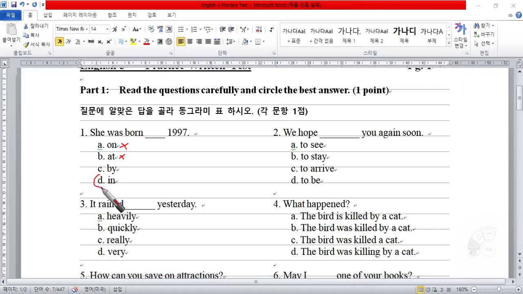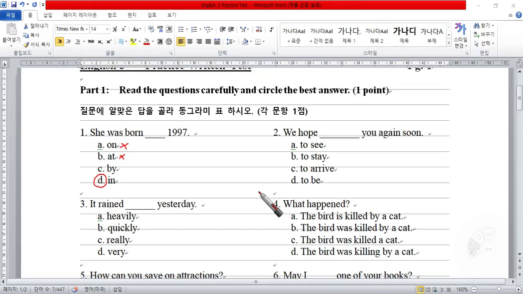Okay, so we use in. Born in year. Okay. So she was born in 1997. She was born in July 1997. Okay. So in is used for many different periods of time. We use it for seasons, future times. Okay, so in a few minutes. She was born in 10 minutes flat. Okay, so there's many different periods for in, but again, for a year, in. Number 1, the answer is D.